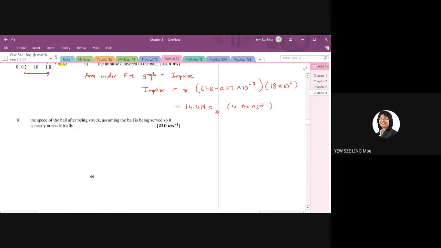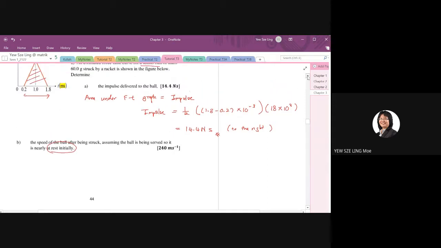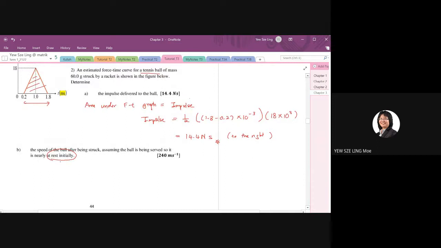So the speed of the ball after being struck: calculate the speed of the ball after it's being struck, assuming the ball is being served so that it's nearly at rest initially. So it wants you to find the final speed, and it tells you initially it is at rest. So u is equal to 0.